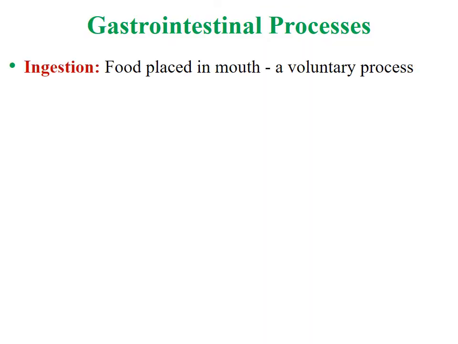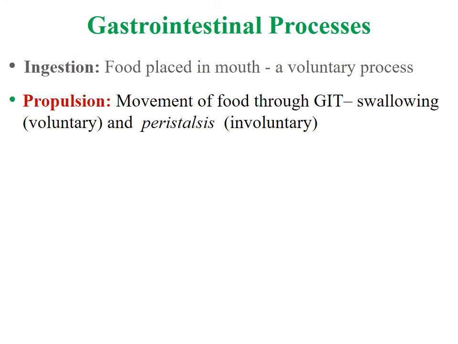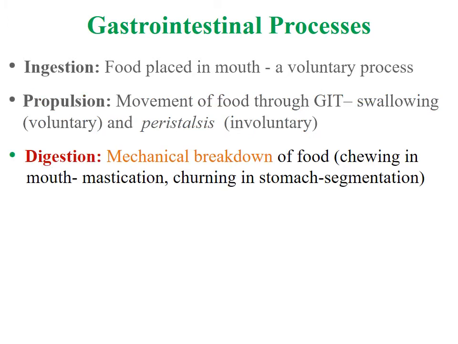Gastrointestinal processes. Ingestion is the term used when the food is placed in the mouth, right? So that is a voluntary process. Propulsion, movement of food through the gastrointestinal tract, involves swallowing, which is a voluntary process, and peristalsis, which is an involuntary process, which includes the movement of food in the forward direction.